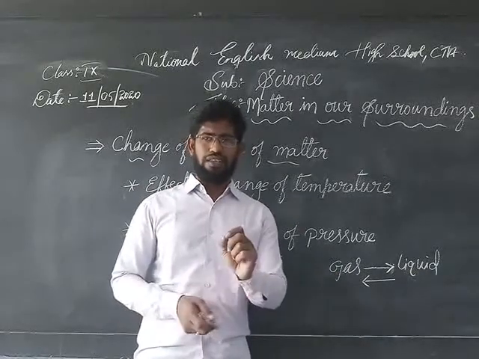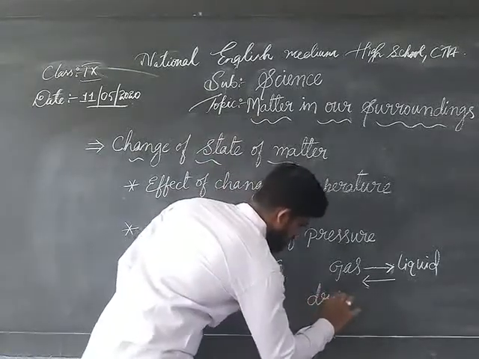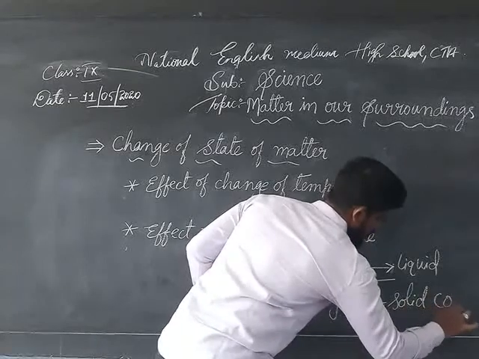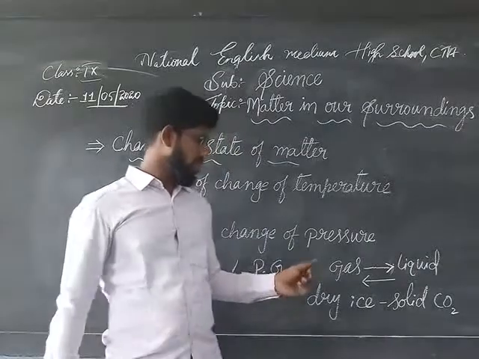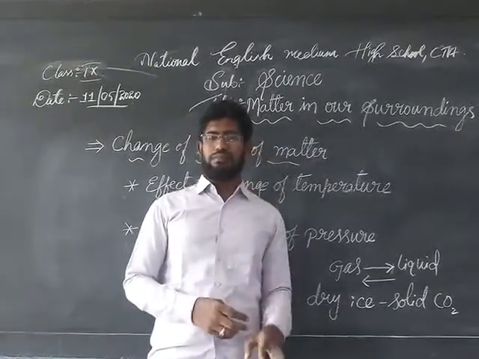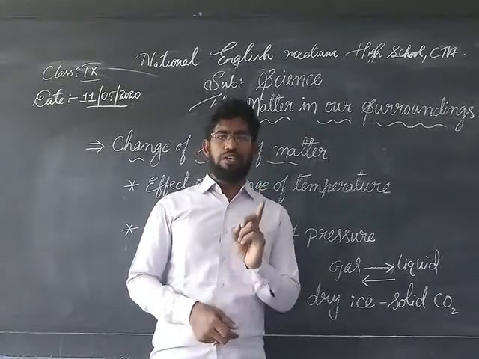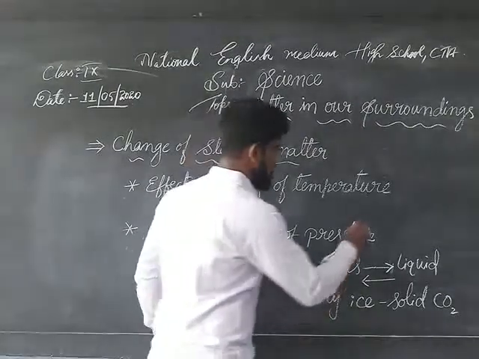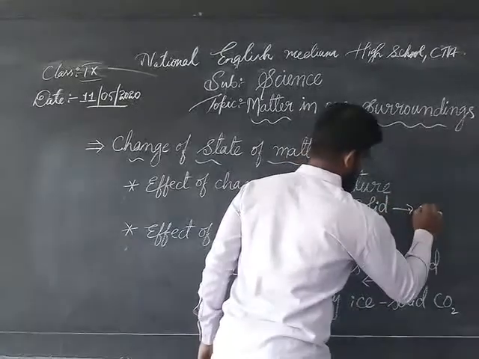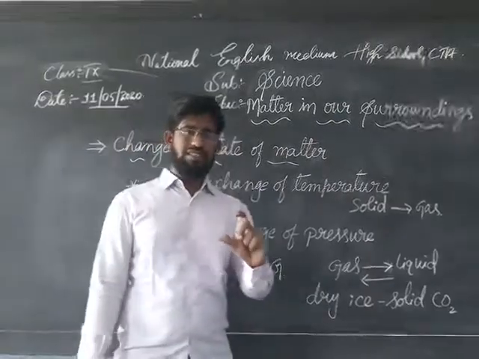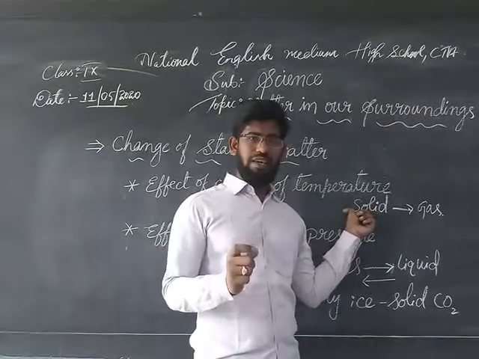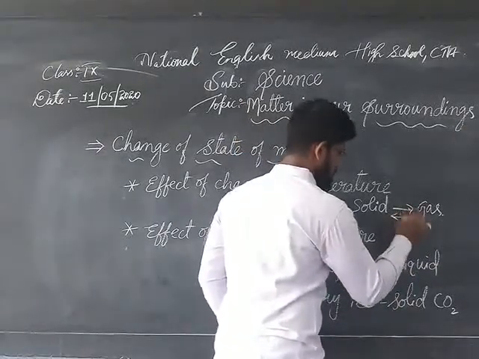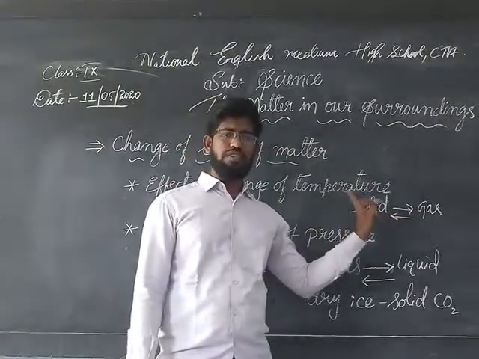Understand? You can take another example also. Have you heard the name dry ice? Yes, of course. Solid carbon dioxide is also called dry ice. Why? Because if you decrease the pressure to 1 atmosphere, this solid ice will directly convert into gaseous state. If you decrease the pressure to 1 atmosphere, the solid dry ice, meaning solid carbon dioxide, will convert into gaseous state. If you increase the pressure, the gaseous carbon dioxide will again convert into solid, that is, solid carbon dioxide.